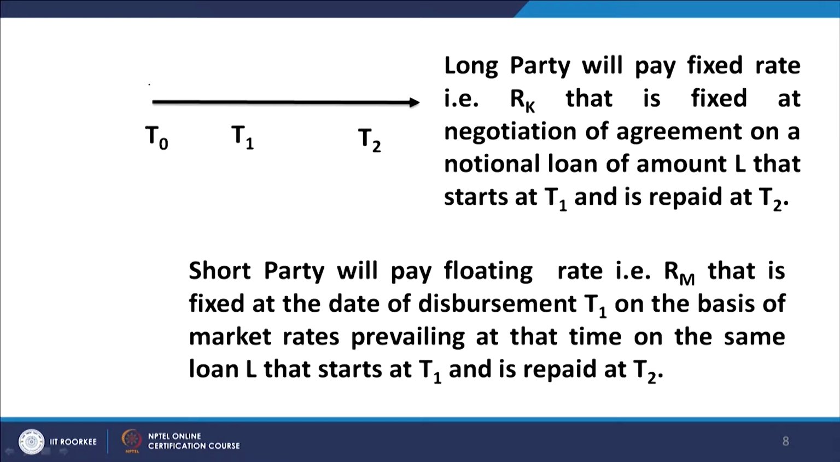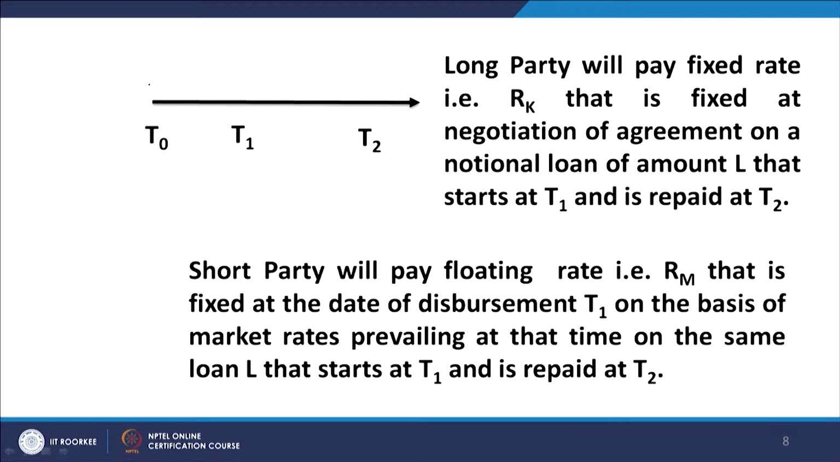Let me repeat, the buyer of the agreement, at the point at which the agreement is negotiated and finalized, that is t0, agrees to pay an interest which is fixed at this point t0 on a certain amount of loan which is notional, which is not exchanged in fact, for the period from t1 to t2, where t1 is future, is later than t0, and t2 of course is later than t1, and t2 is the point at which the agreement concludes. That is the obligation of the buyer.